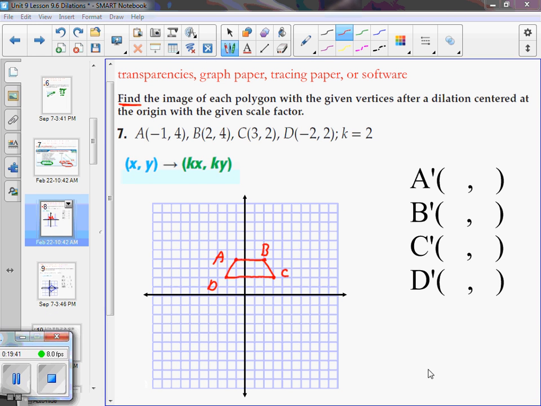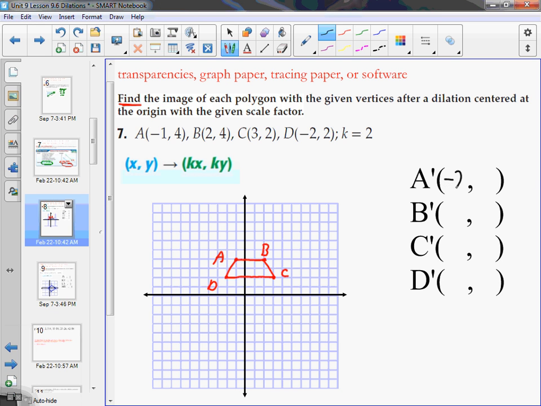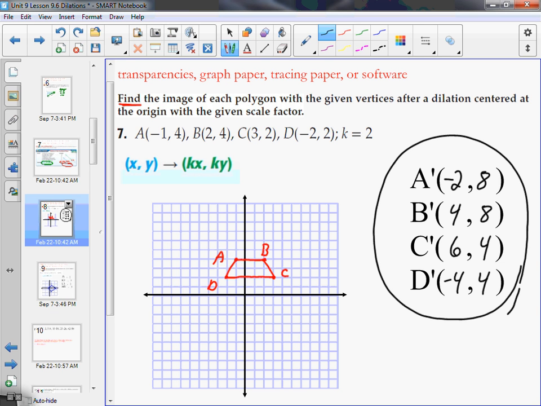All right, let's figure out what our new coordinates are going to be. Since the scale factor is 2, for point A, I'll multiply each coordinate by 2. So what's the x coordinate of A prime? -2. The y coordinate? 8. For B prime, the x coordinate and the y coordinate? For C prime, the x coordinate, y coordinate, D prime, -4, 4.